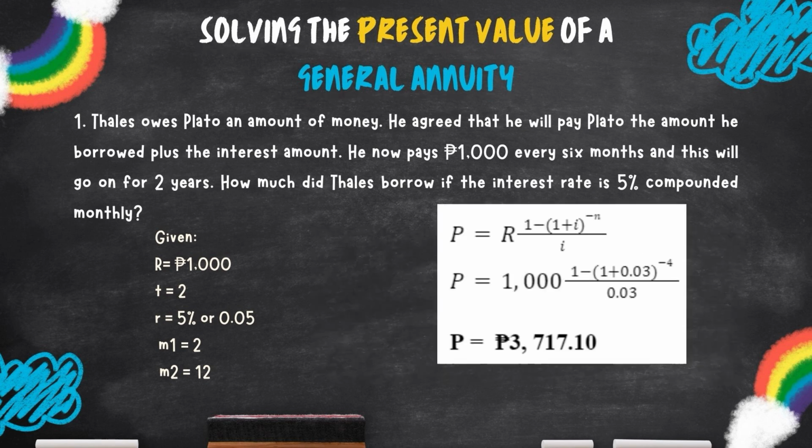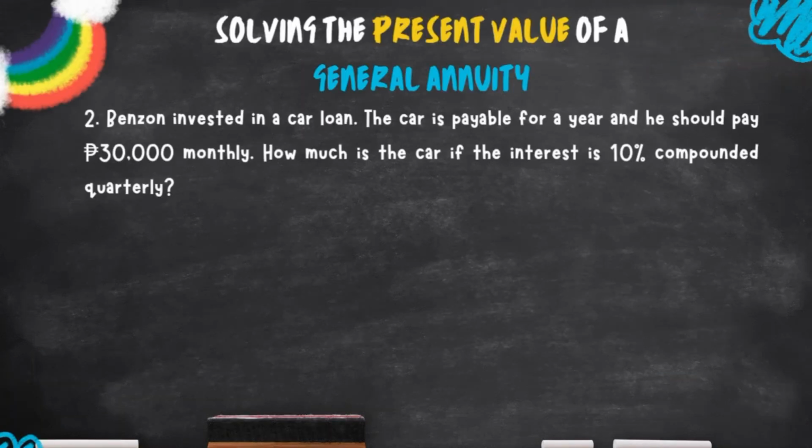Now that we already have what we need, let us use the formula in solving for the present value of this general annuity. So we will use the formula P equals R times 1 minus 1 plus I raised to the power of negative N over I. Let us substitute. It's gonna be P equals 1000 times 1 minus 1 plus 0.03 raised to the power of negative 4 over 0.03. And that's gonna give us a present value of 3,717.10 pesos. Which means Teles borrowed 3,717.10 pesos from Plato.